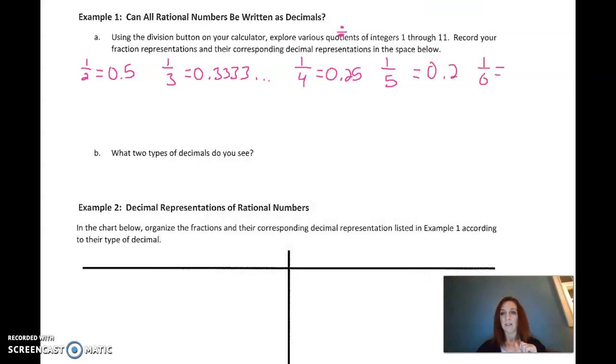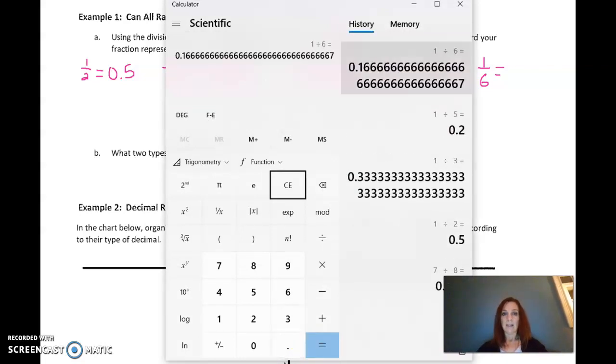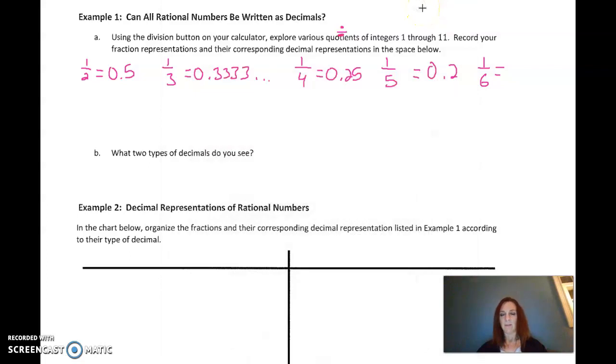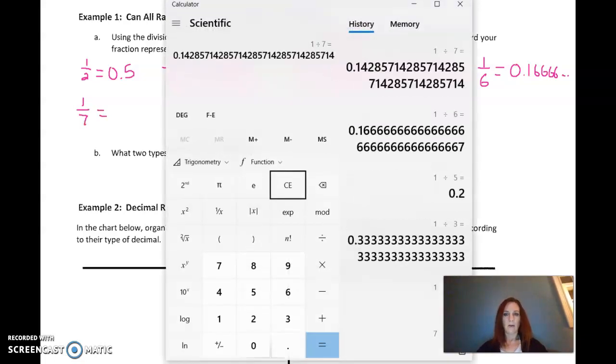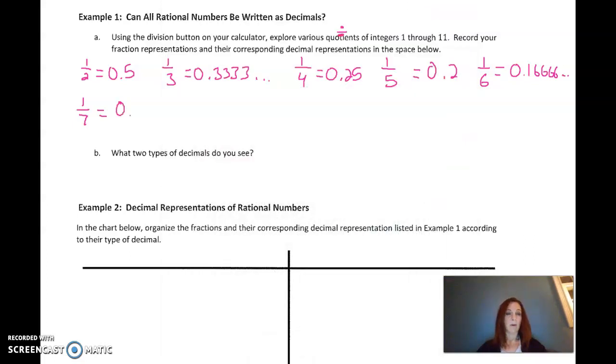Let's do 1 divided by 6. Now, I'm writing these as fractions, you guys, but remember, the fraction bar is the division bar. So when I write 1/6, 1 over 6, that actually means 1 divided by 6. And that's a 0.1, and then the 6's are repeating. Okay? And let's do 1 divided by 7. Oh boy. 142,857. So it looks like we're going to go 142,857 dot dot dot.